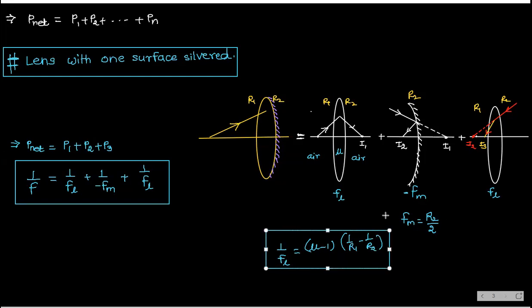So everything you have, how to find also I told. Yes, how to find out FM? R2 by 2. How to find out 1 by FL? Use this formula, lens maker's formula, and get whatever he is asking. Is that clear? Is that clear? Understood?